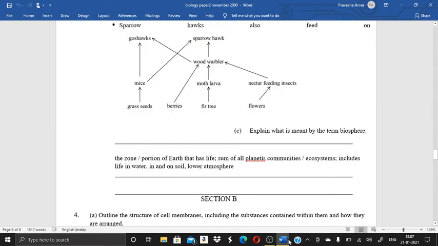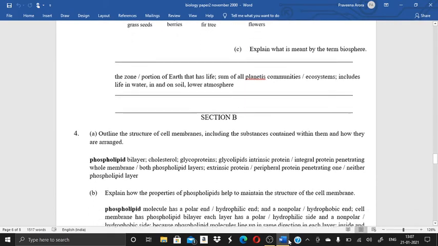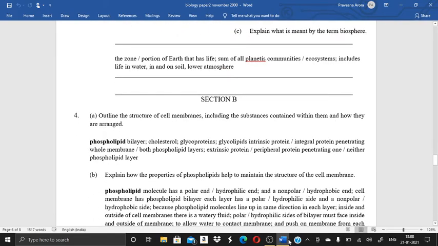Then the third question is, explain what is meant by the term biosphere. So I have given you the answer over here. I have just given it in brief. You have to write down the paragraph yourself. These are the points which you have to include in the answer.